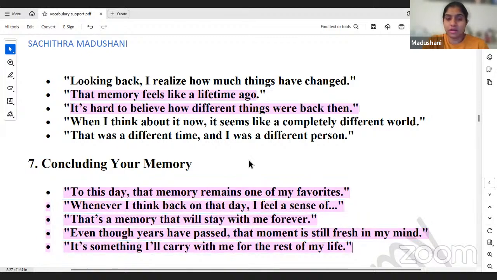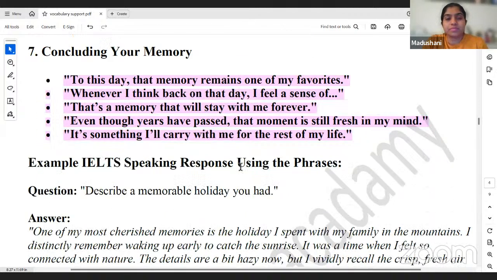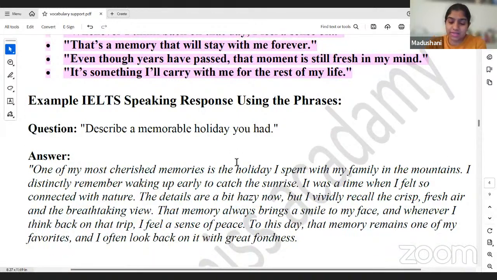Okay, so now, see, there's an example. Describe a memorable holiday you had. This is actually a memory, but we'll see how both phrases were used here in the answer. So one of my most cherished memories is the holiday I spent with my family in the mountains.